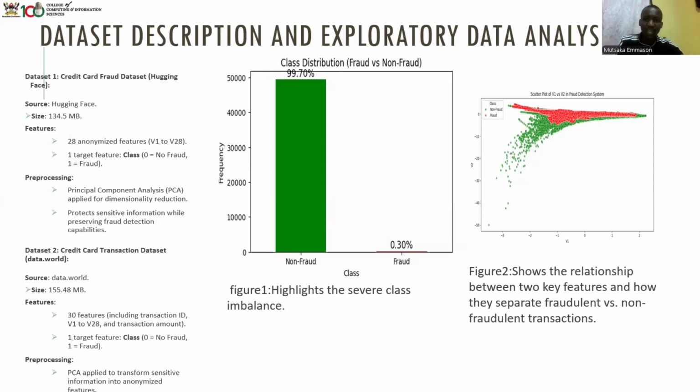We also had the EDA visualization, though the space didn't accommodate as much as you expected. We only put two. The first one is the class distribution bar chart that highlights the class imbalance. As you can see, the non-fraud in green has the longest bar at 99.7%, then 0.3% fraud, which is very imbalanced. We also have the scatter plot that shows the relationship between two key features and how they separate fraud from non-fraud.